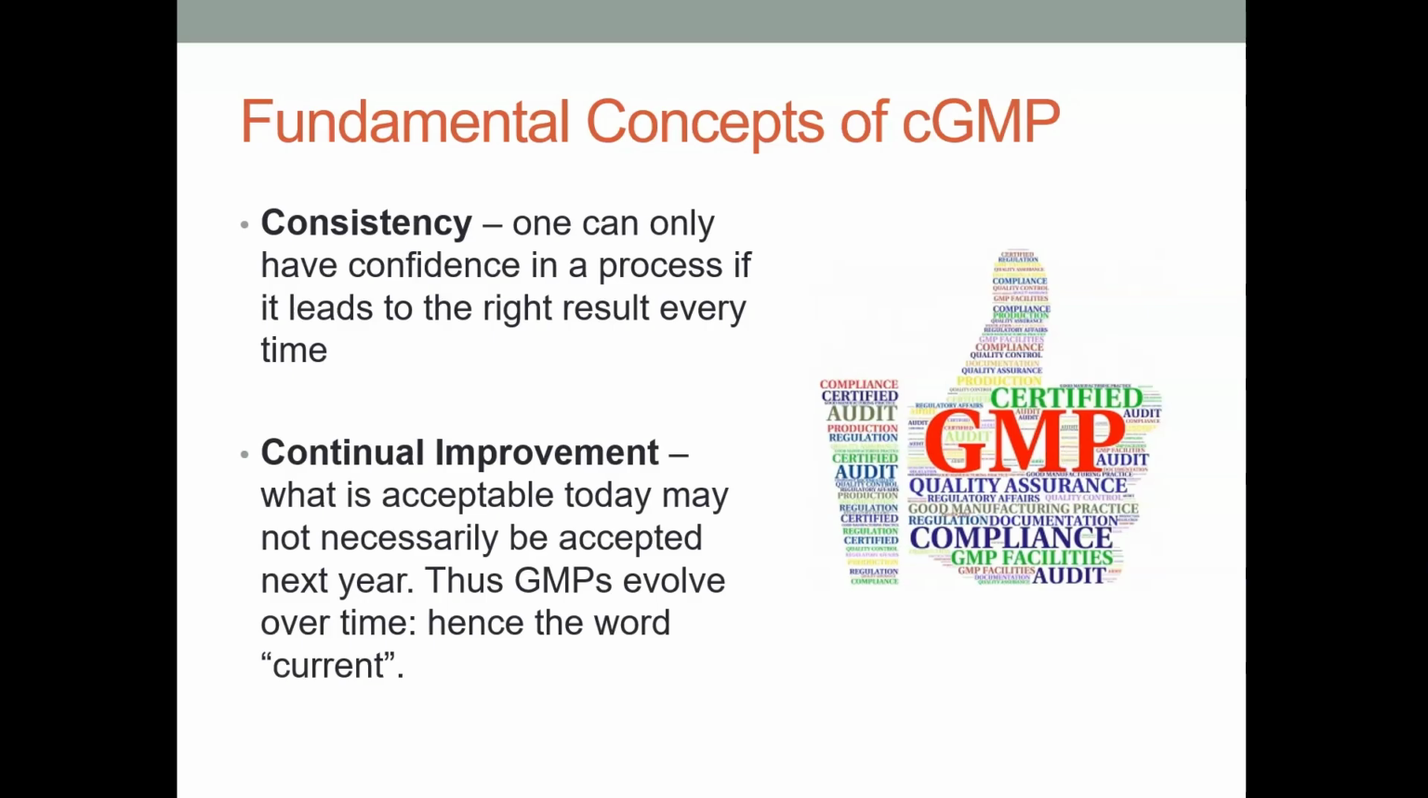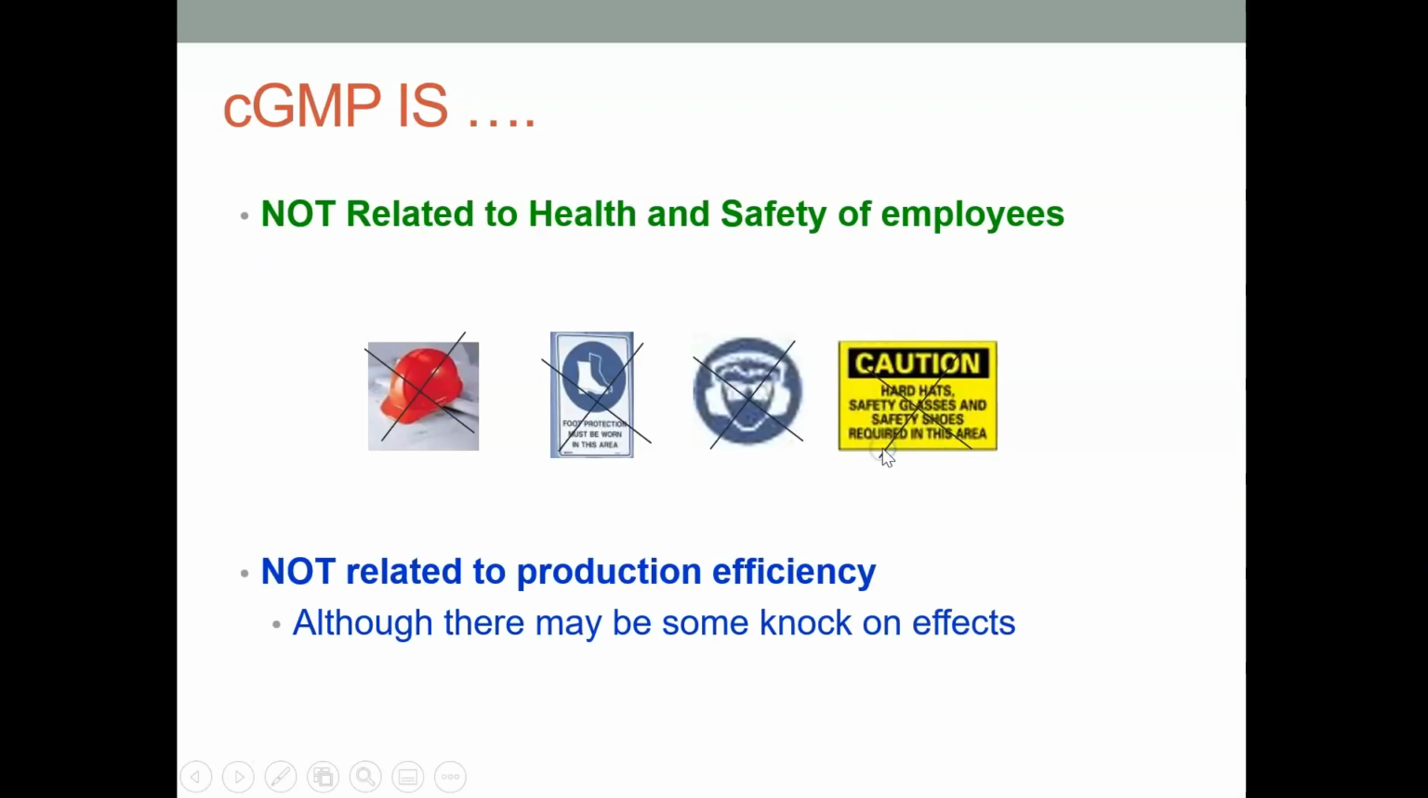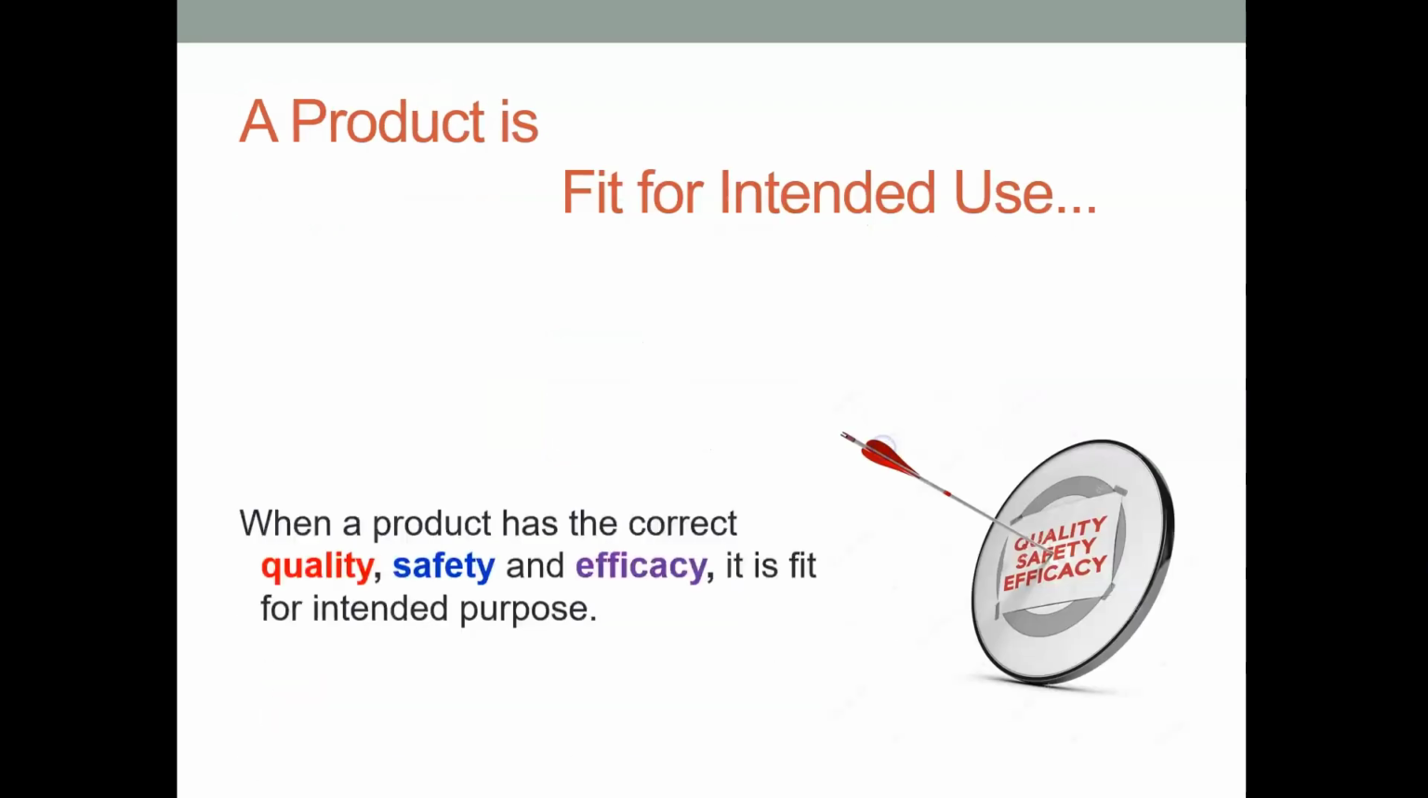Continual improvement. So what's acceptable today mightn't be acceptable next year. So this is where the word current comes from. The expectation from the industry and from regulators is that we're always trying to improve and always trying to get a better handle on our processes. GMP is not related to health and safety of employees, and it's not related to production efficiency either, but they are intertwined because there are some knock-on effects in certain circumstances for both.